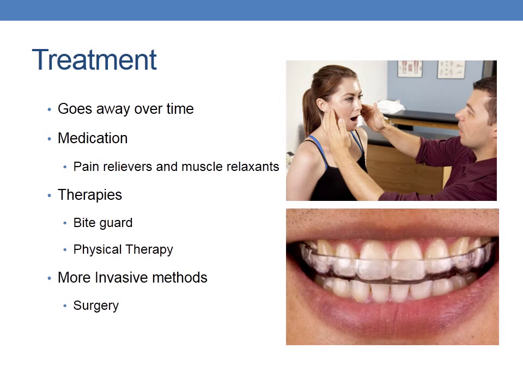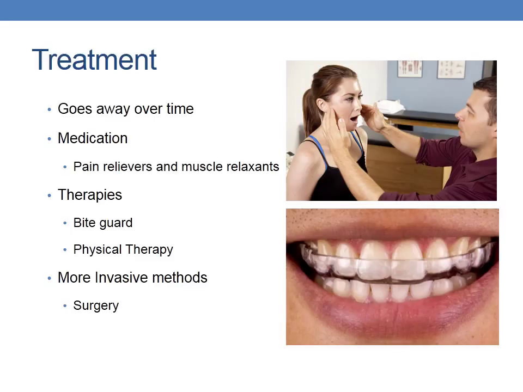Let's talk about treatment. The good news is that symptoms of TMJ disorder actually go away over time, with or without treatment. Almost half of patients have improvements in their symptoms within 1 year, and 85% in 3 years. So common medications include pain relievers and muscle relaxants to help relieve pain.